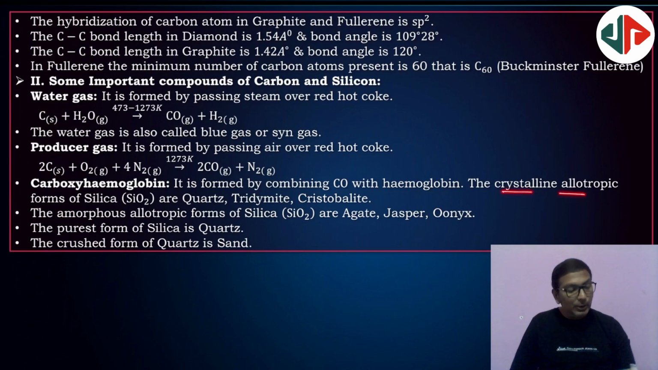The crystalline allotropic forms of silica are quartz, tridymite, cristobalite. Amorphous forms are agate, jasper, onyx. So these are important for MSET. These points, these 2 points, very important. Next, purest form of silica is quartz. Next, crushed form of quartz is sand. So these are main points.